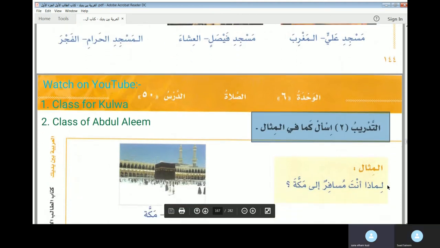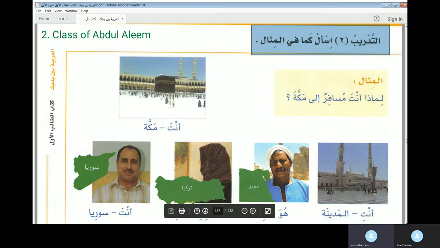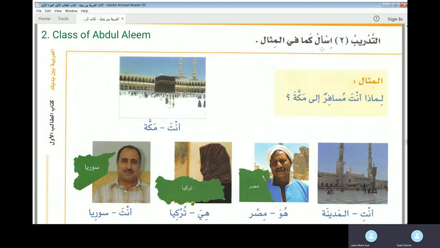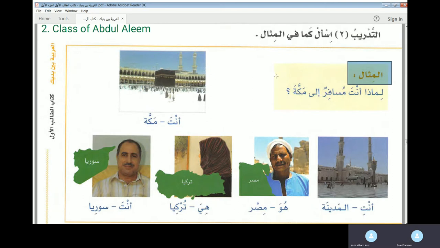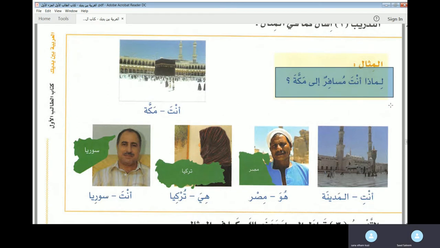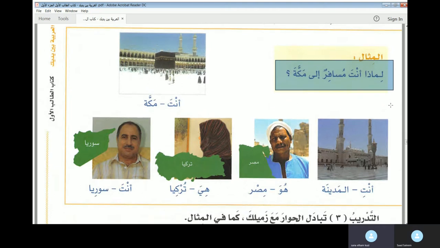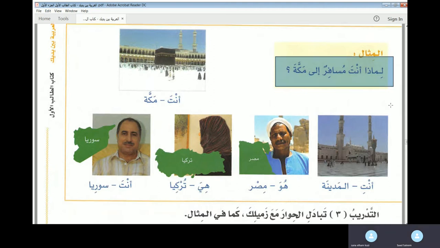التدريب الثاني. اسأل كما في المثال. Ask the question. Yes, ask like we did in the example. Isal is fi'l amr. Ask the question like in the example. Limaza anta musafirun ila Makkah. Limaza is why. Why are you traveling to Makkah? Okay.